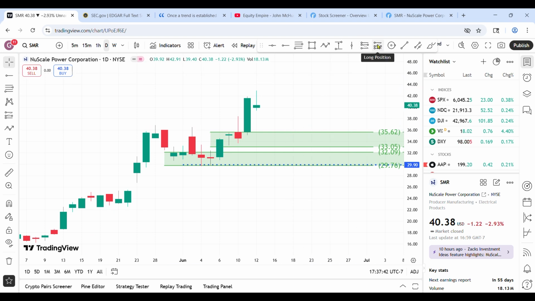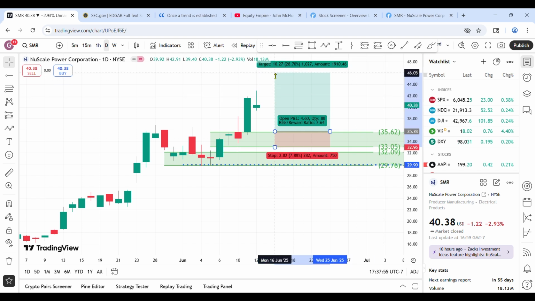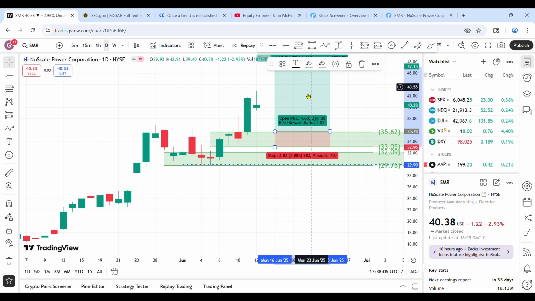So the way to construct a trade, if you want to go for the aggressive entry, would be to place a buy limit order at 35.62, protective stop just below 33.05, target. There is no technical resistance in the chart to be concerned about at this point. So you could either set your target at some reward to risk ratio that you would like to see, or simply don't have a target and just trail your stop after entry.